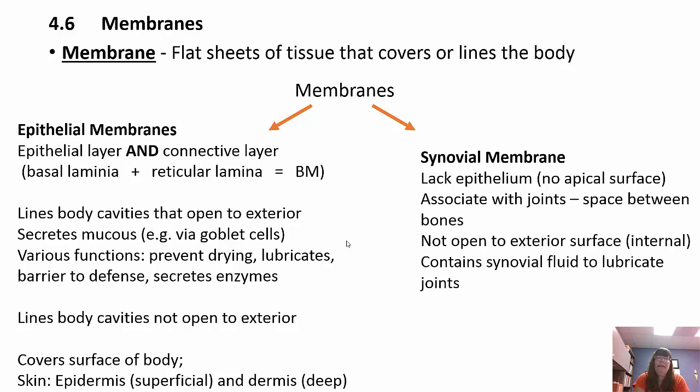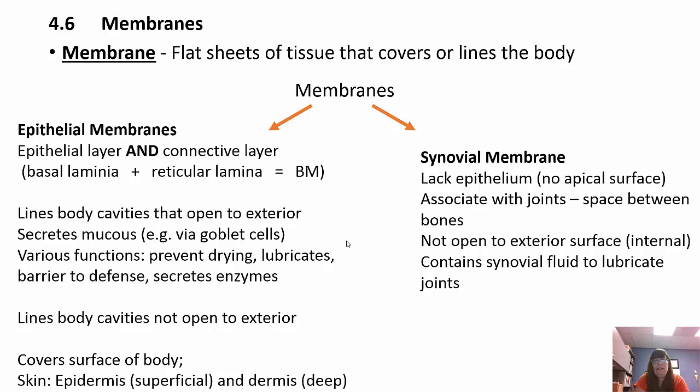Okay, membranes. These are flat sheets of tissue that cover or line the body. We have a few different types. We have epithelial membranes, which is an epithelial layer and a connective tissue layer. These line body cavities that open to the exterior, also secrete mucus by the goblet cells. They have a variety of functions. They can prevent drying by lubricating. They can be a barrier to defense. They can also secrete enzymes.